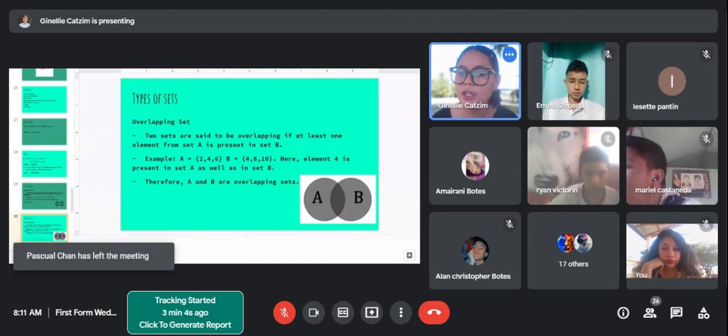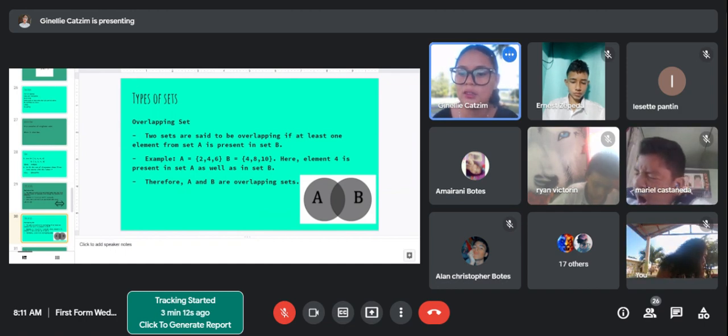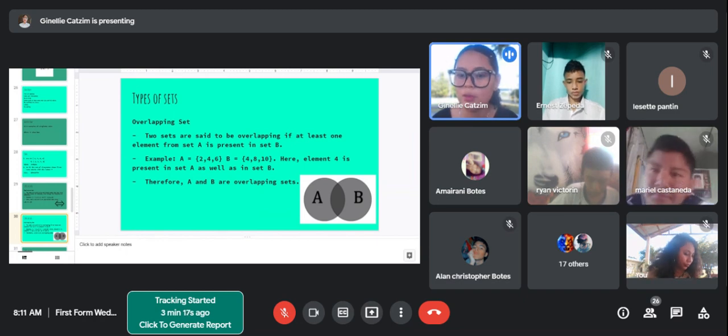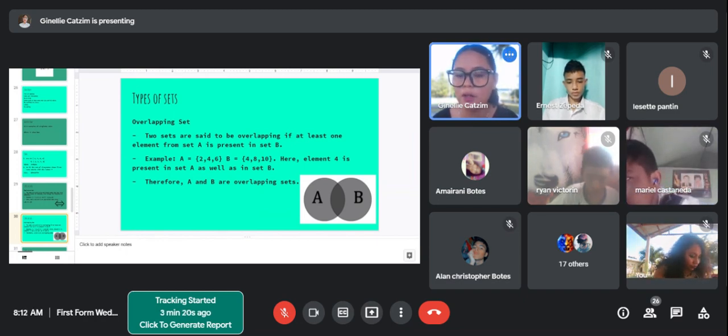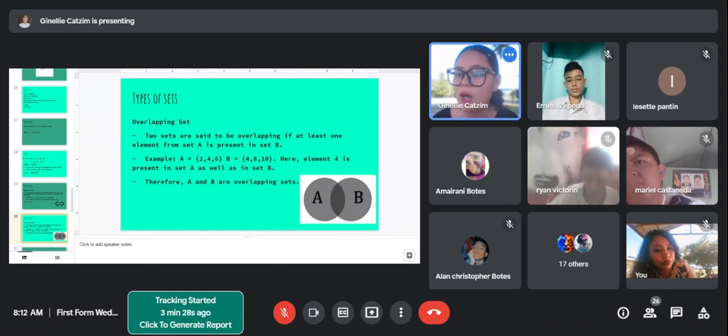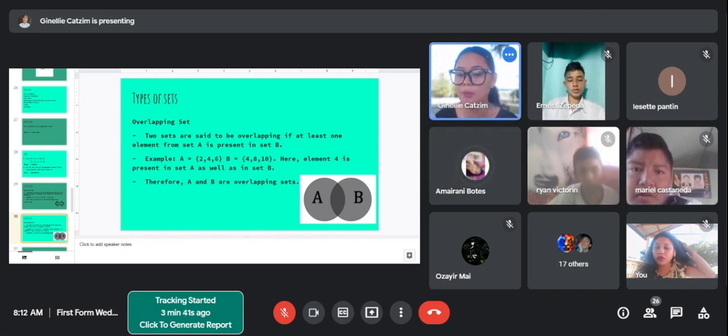We have an example. Set A is the set of 2, 4, and 6, and set B is the set of 4, 8, and 10. We see that we have number 4 in the two sets. We have number 4 in set A and we have it in set B. Therefore, A and B are overlapping sets. And this is how it is represented in diagram form, which I have at the bottom, right? The shaded part is the overlapping.